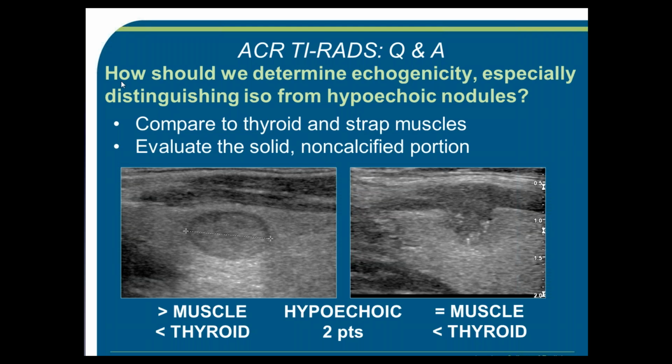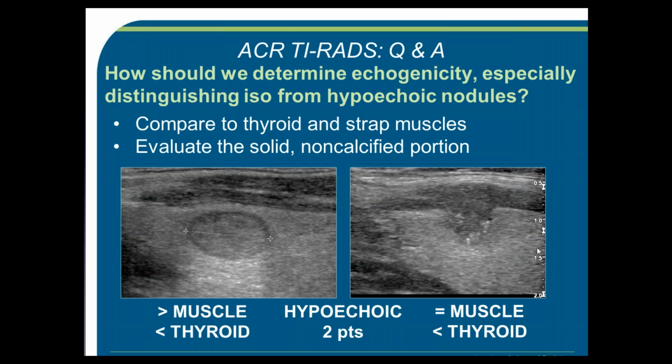Next question. How should we determine echogenicity, especially distinguishing iso from hypoechoic nodules? Well, let's go back to our ways of defining and classifying echogenicity. First of all, remember that you compare it to the thyroid and to the strap muscles, and you only evaluate the solid, non-calcified portions of the nodule.